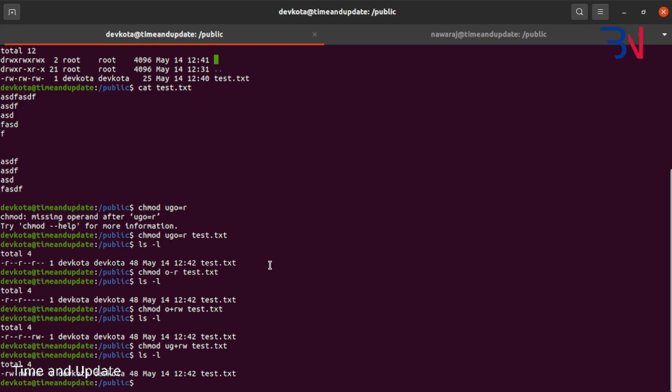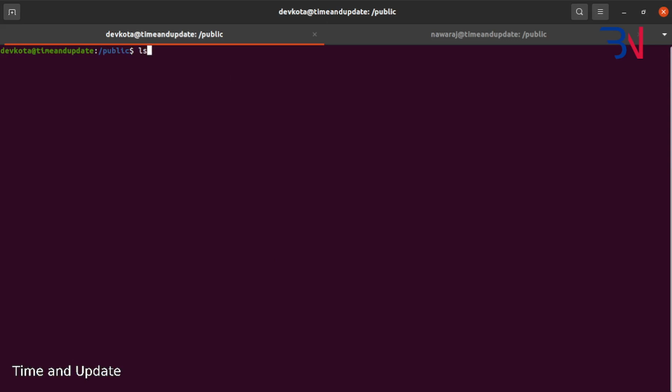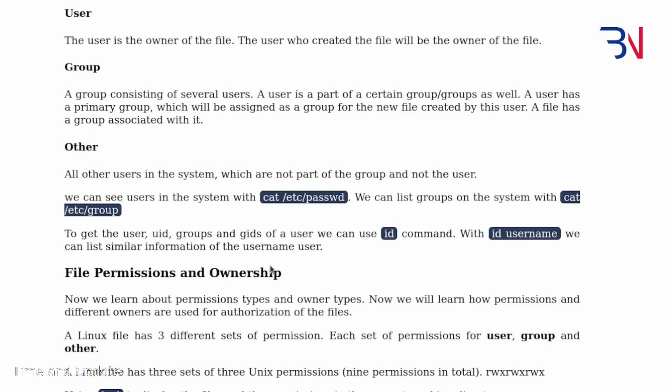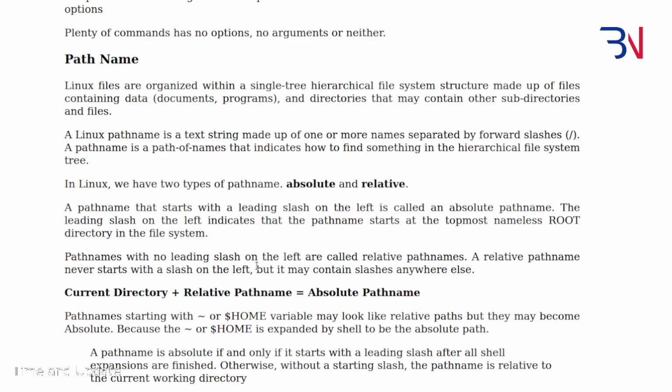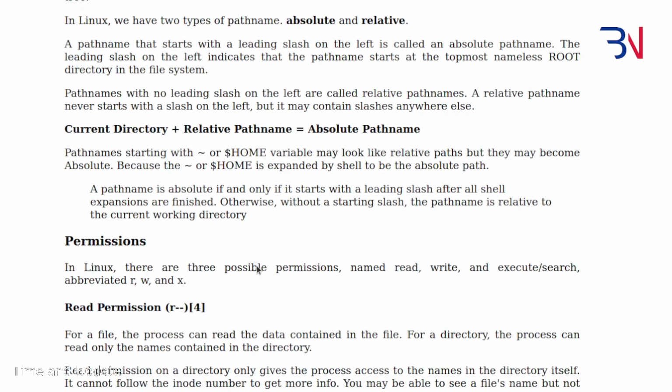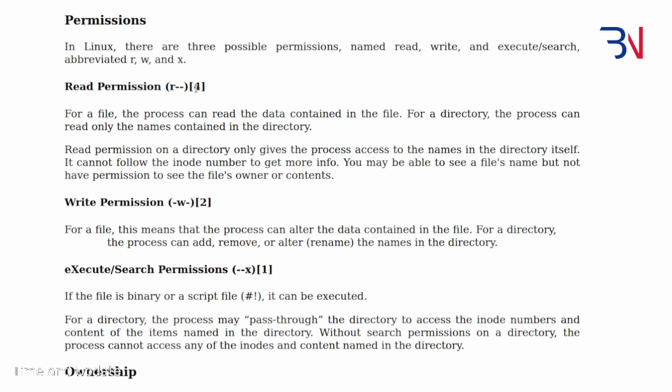Okay, this way we can modify the permissions of the file. And for the absolute mode, we can change the permission with the numeric representation, like 777. If we want the user to have read permission, we assign 4. If we want the user to have read and write permission, we assign 4 plus 2, which is 6. If we want the user to have read, write, and execute permission, we assign 6 plus 1, which is 7.